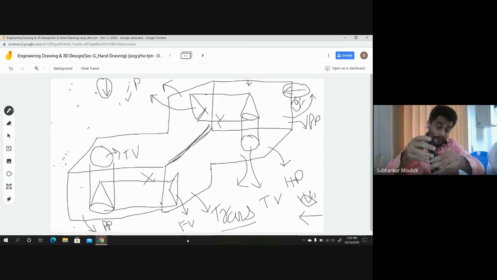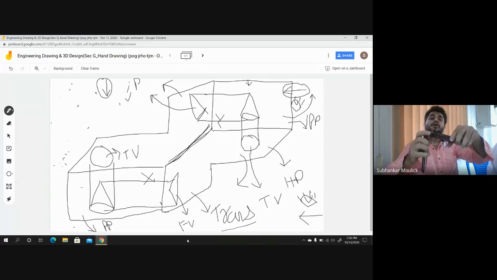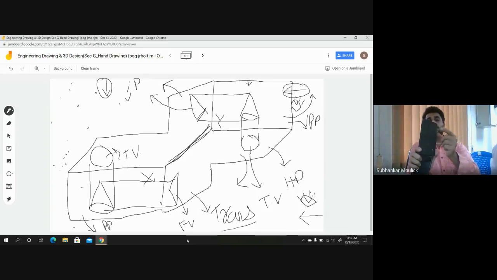So when you are solving any problem in third angle projection method, always remember that you have to rotate your horizontal plane by 90 degree clockwise. Then this will be the position. Yes or no? Here, this is your HP. Yes, this is your VP. In HP, you will get your top view, which is circle. In VP, you will get your front view, which is triangle. Yes or no?